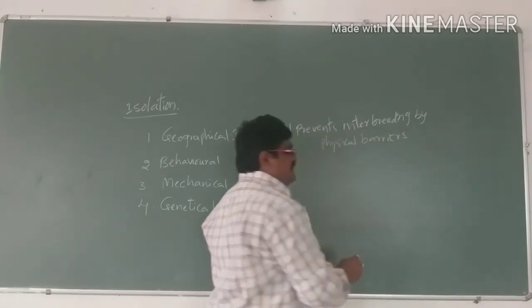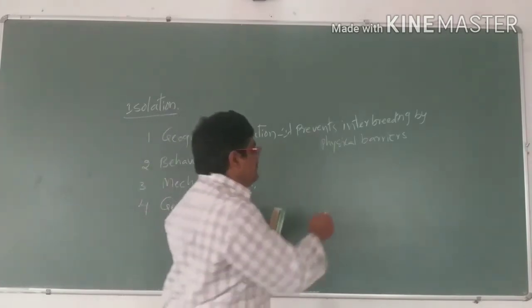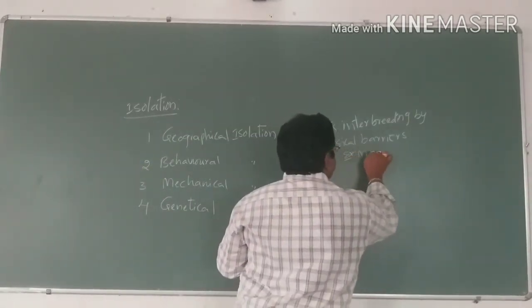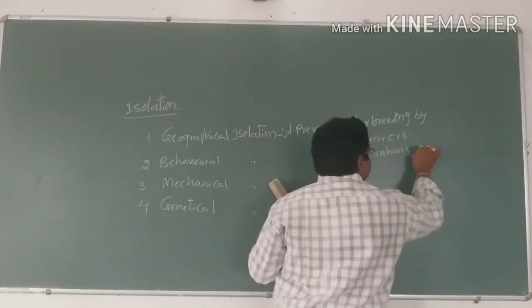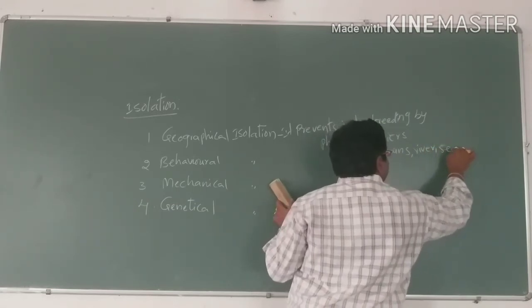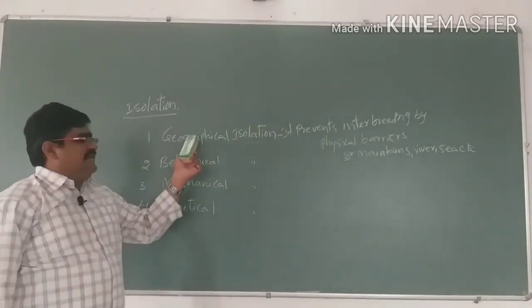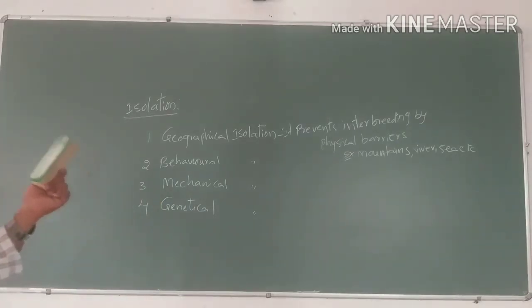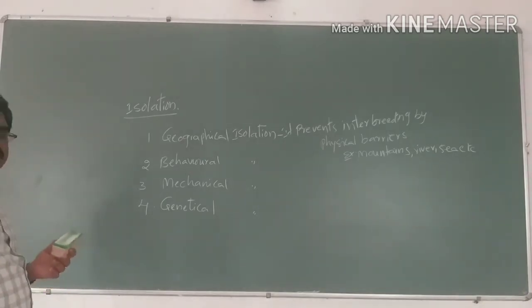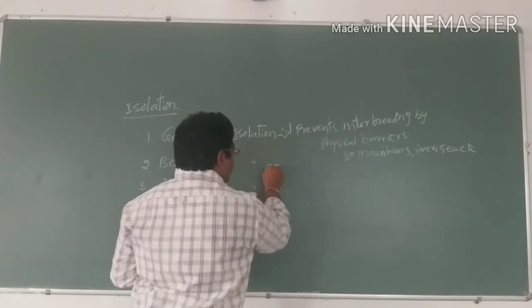Here physical barriers means, for example, mountains, rivers and seas, etc. These are examples where geographical isolation prevents interbreeding. And second one is behavioral isolation. It prevents interbreeding by the behavioral differences.